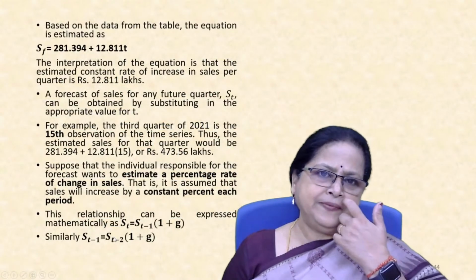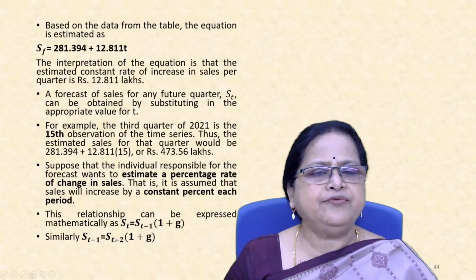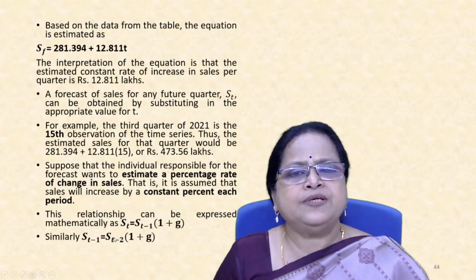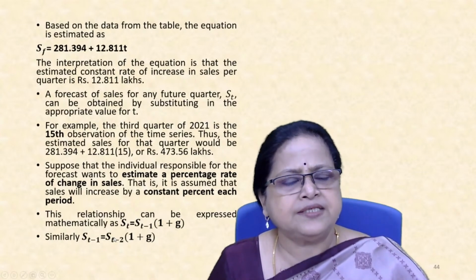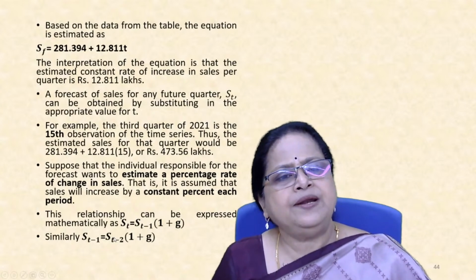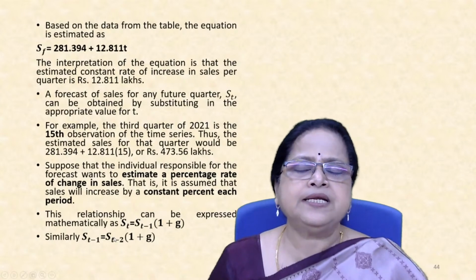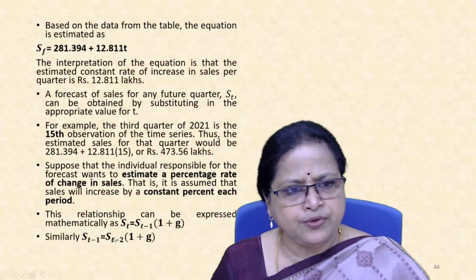Now from that you can calculate this. So based on the data from the table, the equation is estimated as 281.394 plus 12.811 T. The interpretation of the equation is that the estimated constant rate of increase in sales per quarter is 12.811. Why per quarter? Because we have taken 1 quarter as equal to 1, and 2 quarters is equal to 1 plus 1 is equal to 2.